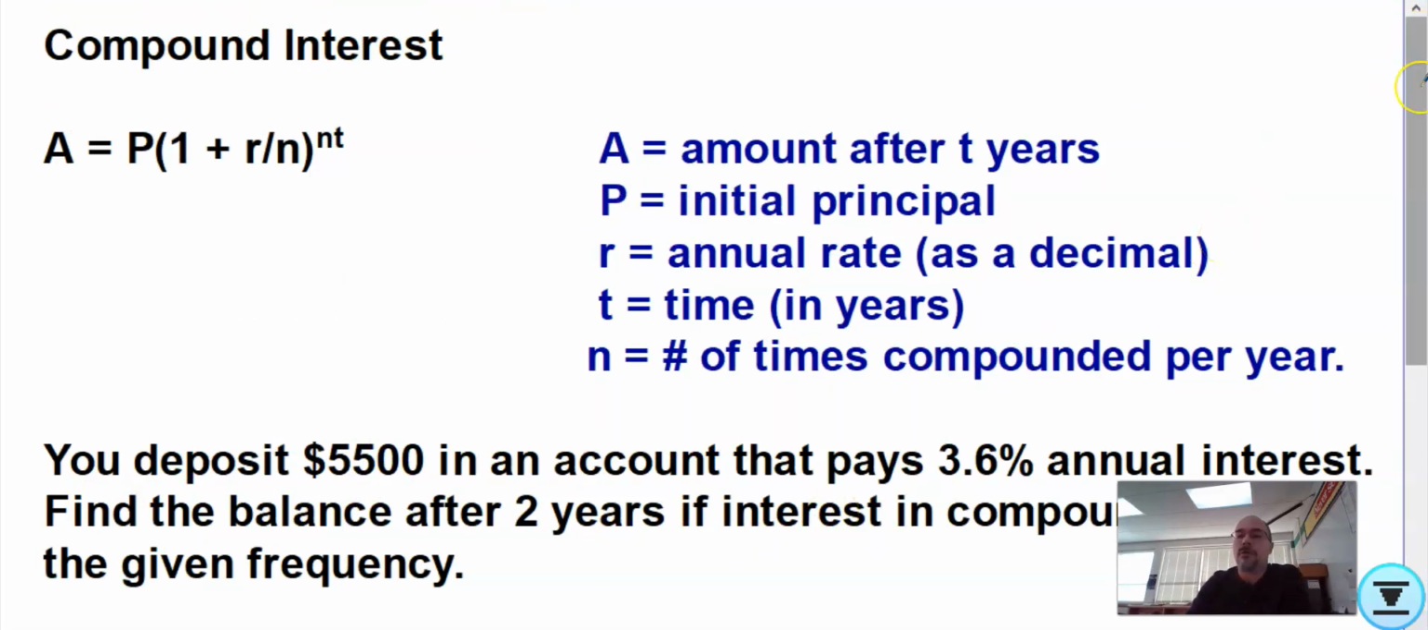Yes, compound interest. We're going to be getting into compound interest quite a bit. All right, let's see. So A equals P times 1 plus R divided by N to the NT power. Okay, here are all of our notations. A is the amount after T years. P is the principal. R is the rate as a decimal. T is time in years. N is the number of times compounded per year.